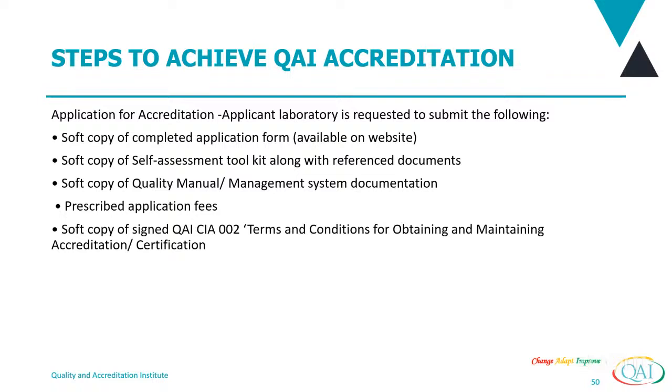The soft copy of the self-assessment toolkit along with reference documents, a soft copy of the quality manual or management system documentation, the application fees as per the scope that they have applied for, and a soft copy of signed QAI CIA 002, which is the QAI document on terms and conditions for obtaining and maintaining the accreditation or certification. These things are to be submitted while submitting the application for any standard.